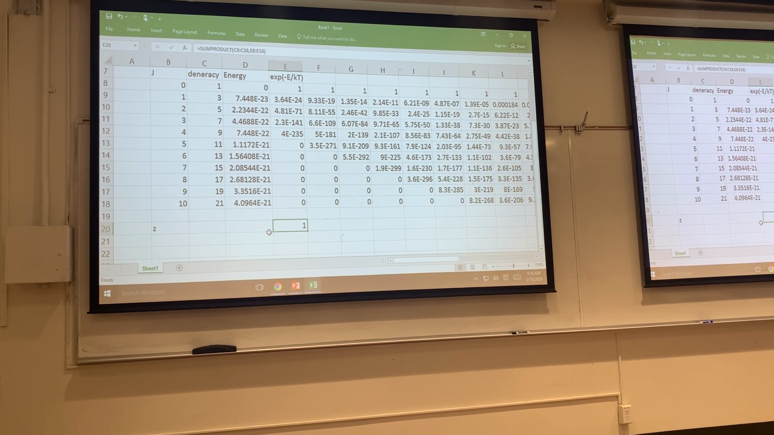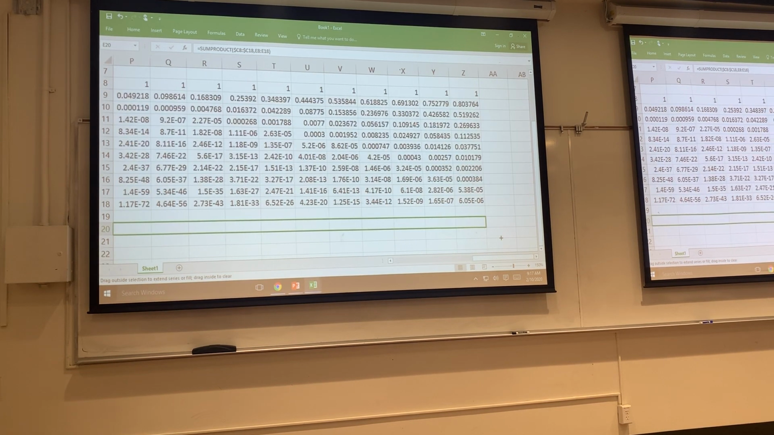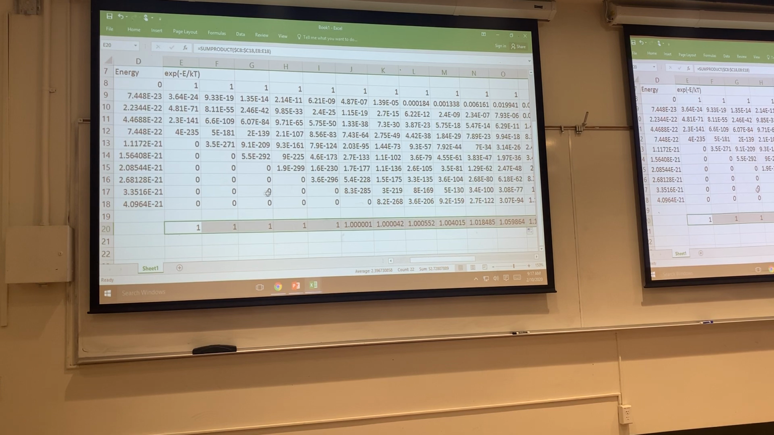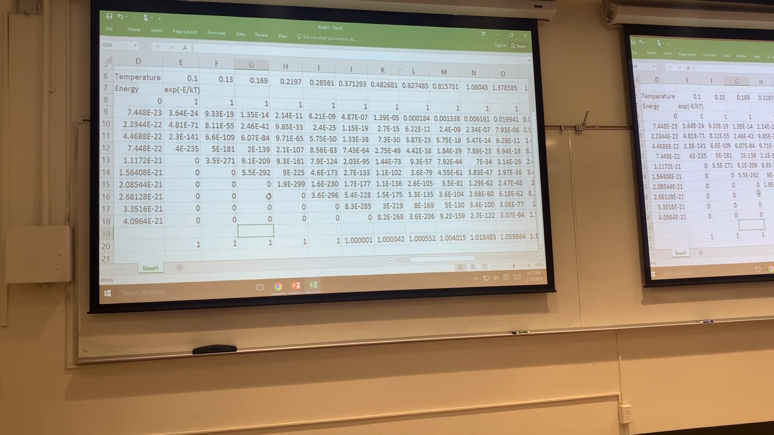Now, in order to pull it to the right, I need to make sure that everything is protected. The degeneracy needs to be protected here, that I'm not pulling them away. And I get my rotational canonical partition function. Okay, that seems to be the first thing you might want to plot.